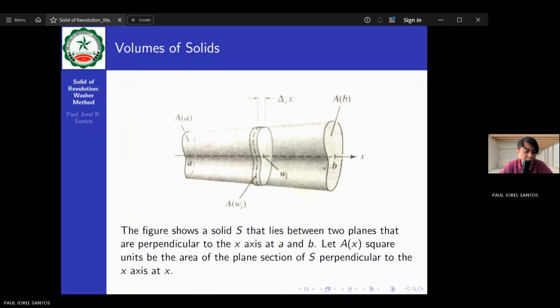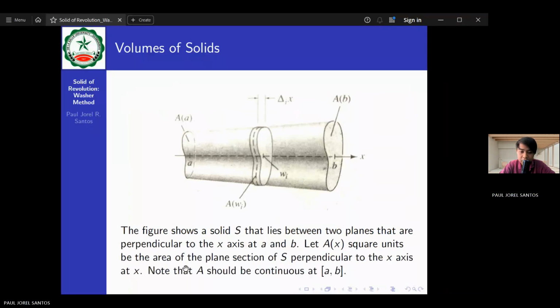Moreover, let A of x square units be the area of the plane section of S that is perpendicular to the x-axis at point x. Before proceeding, we should take note that A should be continuous on the closed interval from a to b.